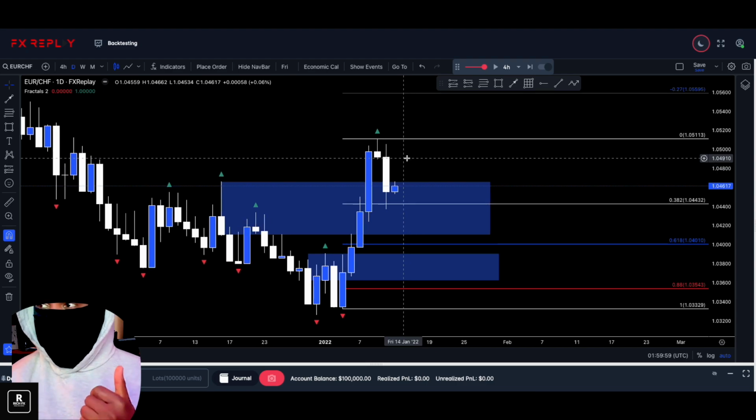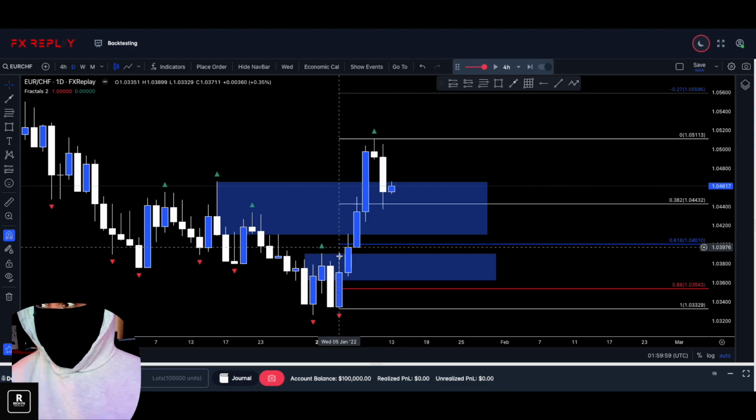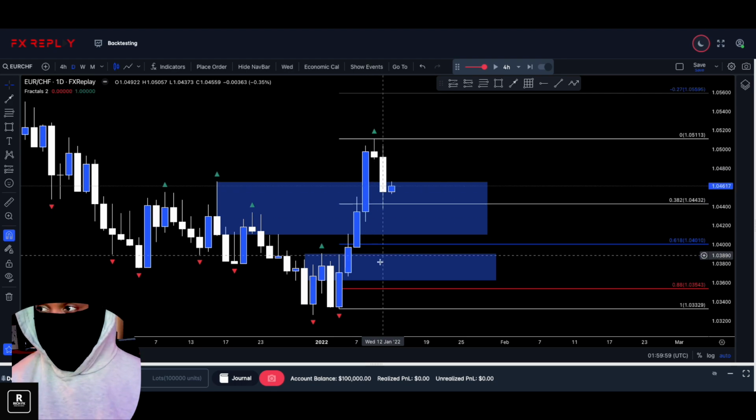Now the fact that it's touched the 38.2, which is one of our checklists, and I'll go through the checklist in a moment, usually marks a good retracement, right? The fact that it's broken above a level of structure and has retested that structure is also a good thing. So those two that I just mentioned are part of the checklist, right?